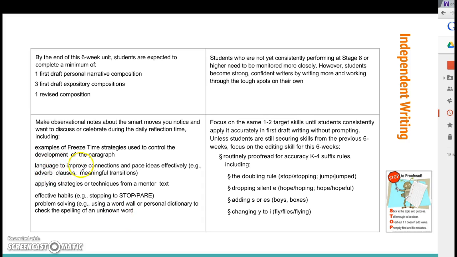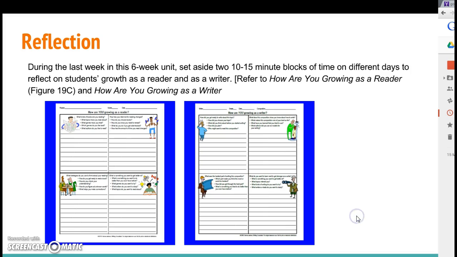You want their language to improve connections. You want to apply skills and techniques from a mentor text, how other authors are doing it, and seeing that their writing has those things in it. Effective habits of the stop pair, and then using the word wall and personal dictionary to check for their spelling. So those are some of the things you're looking for this 6 weeks in their writing when you're independently writing.